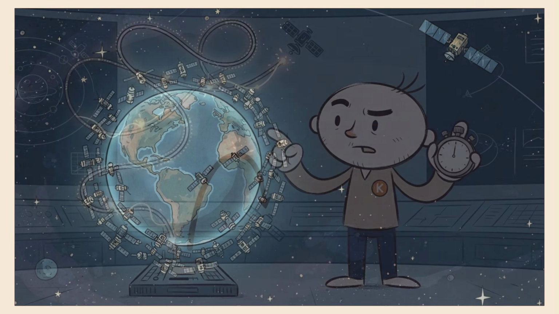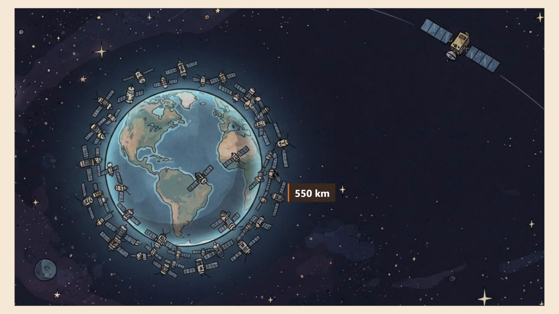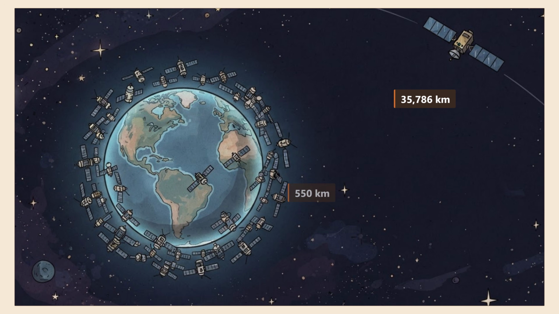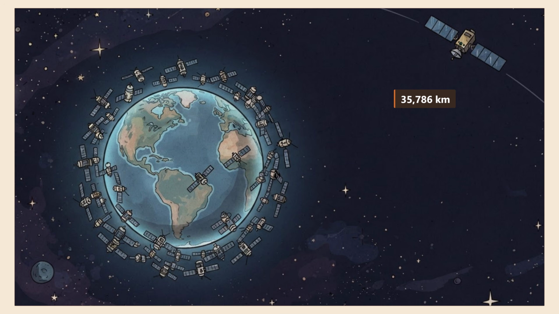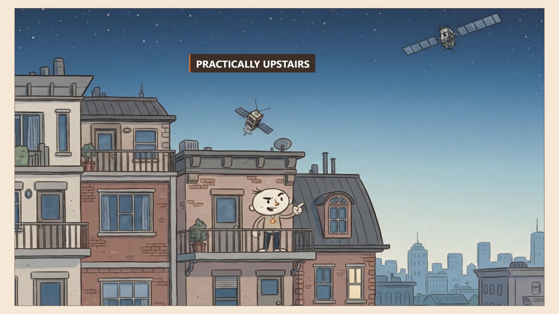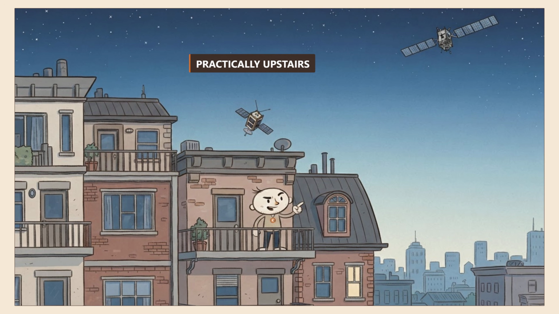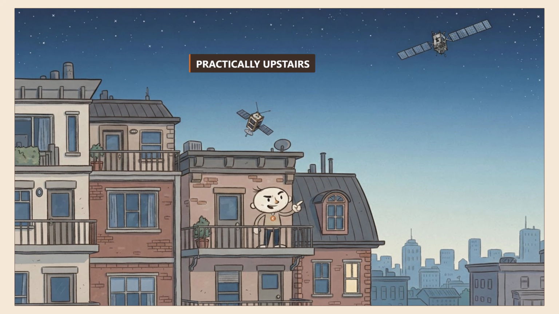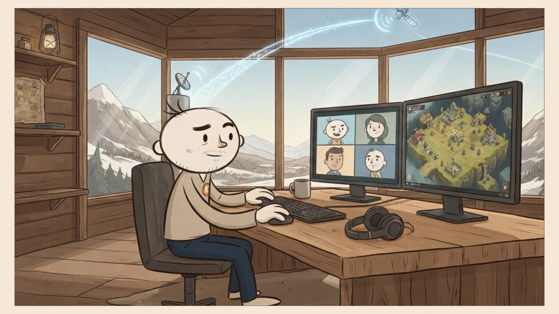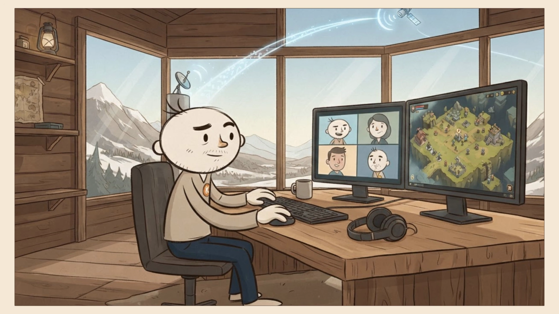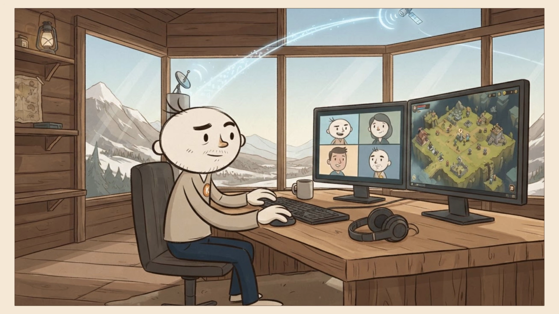Starlink reduces that distance. Instead of depending on a few satellites very far away, it uses thousands of satellites in low Earth orbit. Many operate at altitudes around 550 kilometers. That is still space. But compared with 786 kilometers, it is practically upstairs. The shorter route can greatly reduce latency. That is why Starlink can handle video calls, gaming, and normal web browsing much better than older satellite systems.